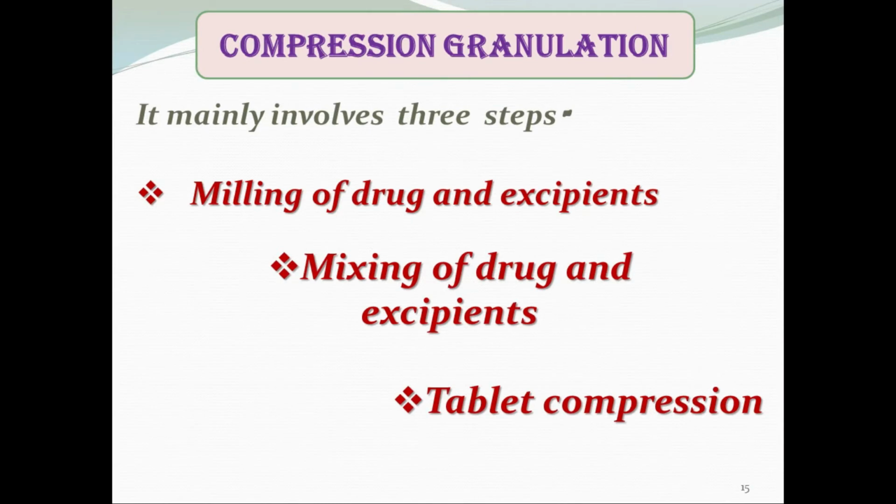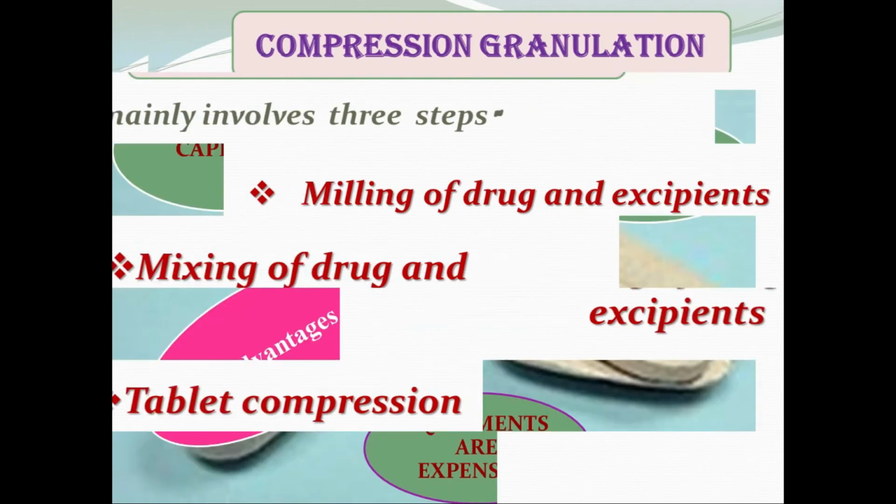Now compression granulation mainly involves three steps. First step, we always do milling of the drug, in a roller compactor or in formulating a large tablet. Second, mixing of the drug and excipients. Then we go for the final tablet granulation.